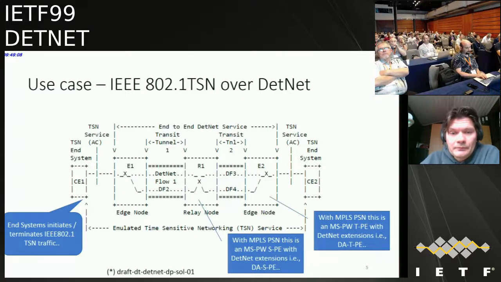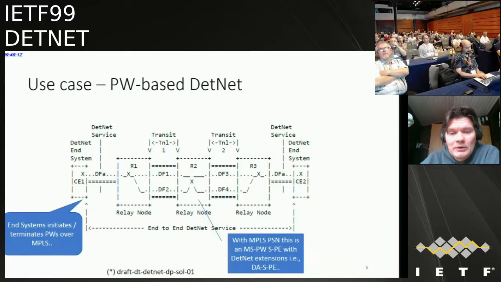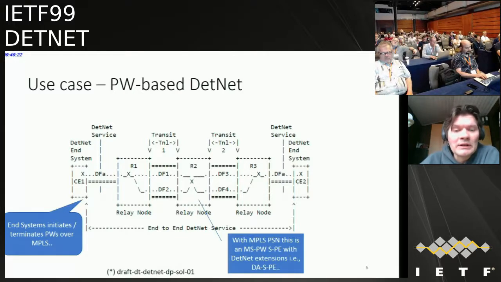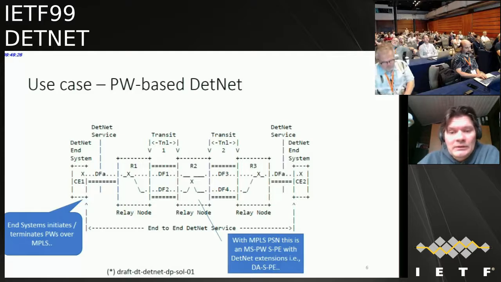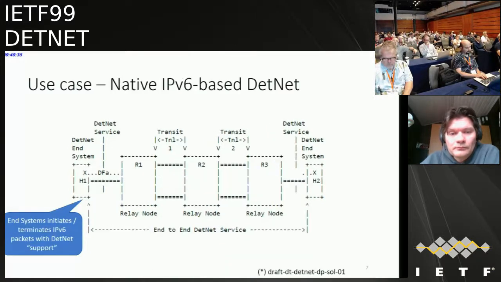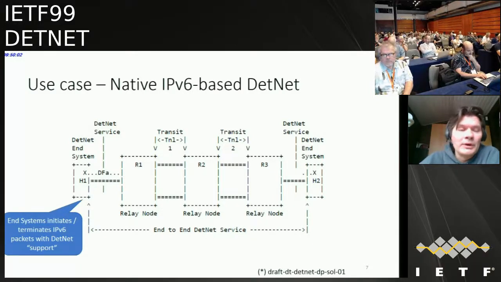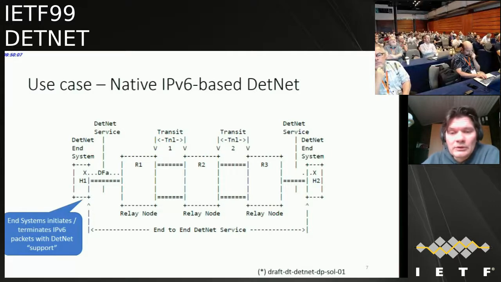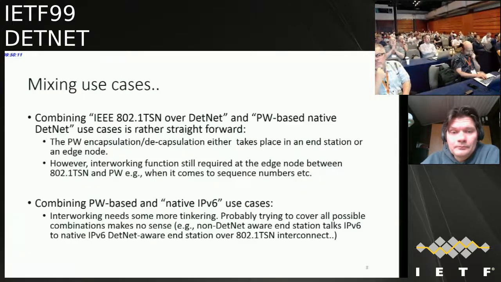The next slide is slightly similar, except that now the end systems are also DetNet aware, so an end system can also initiate and terminate pseudo wires in this case. Otherwise, it's very much the same as the previous one. And then we have the native IPv6 based DetNet use case. Basically, the DetNet end systems speak IPv6 and they understand everything about DetNet. So they don't use a pseudo wire encapsulation, but rather put all the required information into the IPv6 header. And this is also one interesting use case.